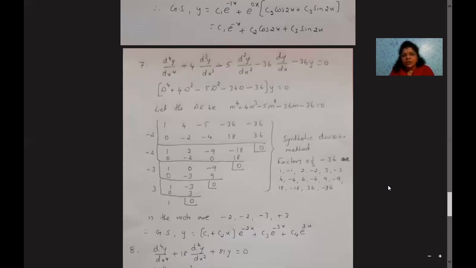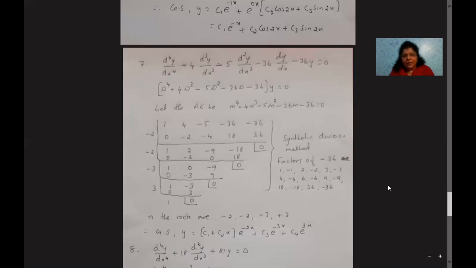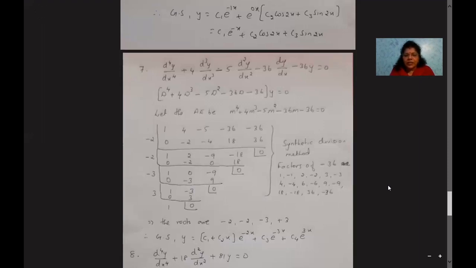minus 2, minus 2, minus 3, plus 3. So here, minus 2 and minus 2 are real and repeated roots. Minus 3 and plus 3 are real and distinct roots. So case 1 and case 2 of the complementary function we have to use.